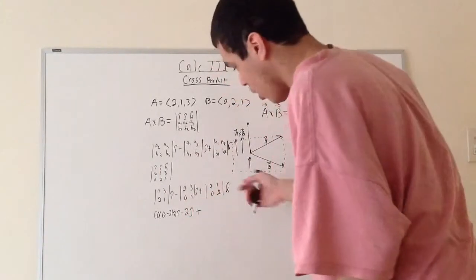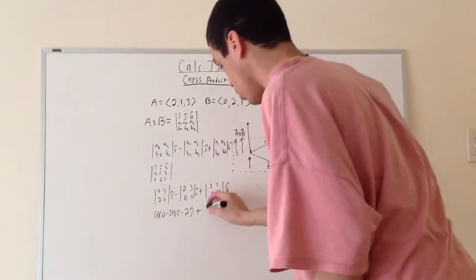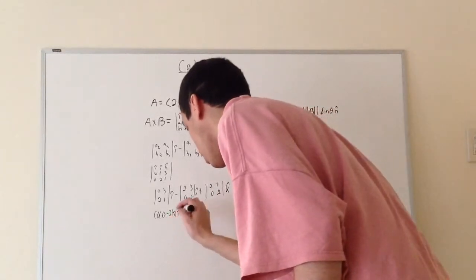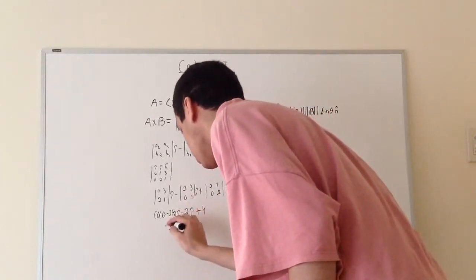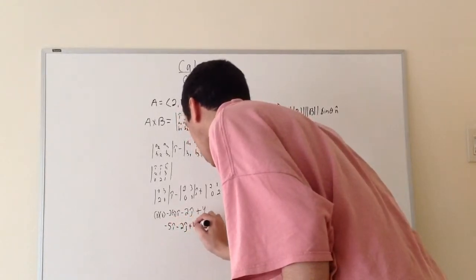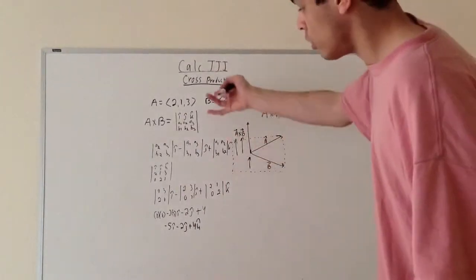And then in the k, we're gonna have 2 times 2, which is 4, and then 1 times 0. So it's 4. And so if we just do a little algebra here, this is 1 minus 6, and so this is minus 5i minus 2j plus 4k. And so that would be the result of the cross product of these two vectors.